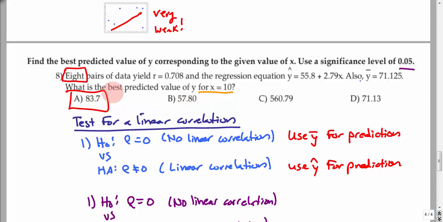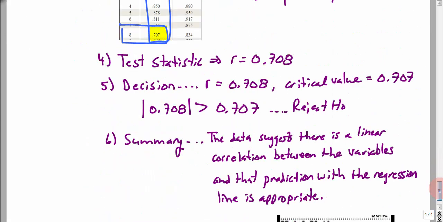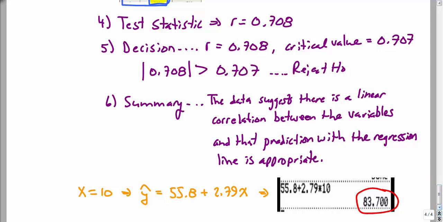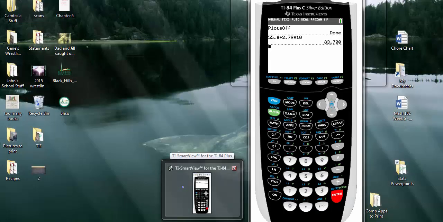Now again, if I would have failed to reject and there was no linear correlation, I would have used y bar. So this is a really long problem. Make sure that you read carefully when it comes to the exam to see what they're expecting you to do for that. Okay, let's go ahead and try another one of those.